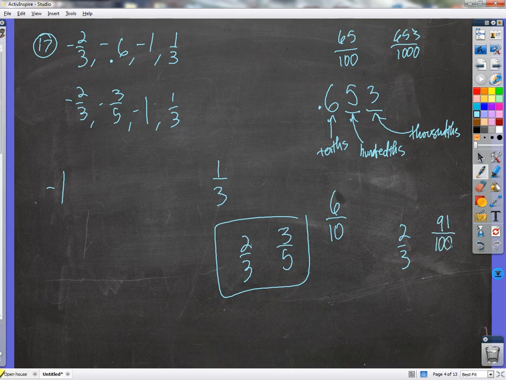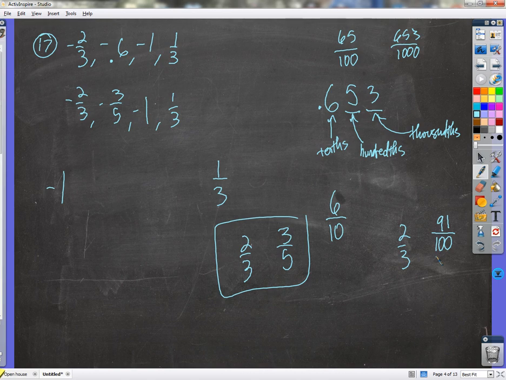91/100. Okay, how many pieces left to get to the whole here? Nine. That's a lot more pieces. Which is bigger, 2/3 or 91/100? 91/100, it's much closer to the whole than 2/3 is, right? So you see what I'm saying? The number of pieces left is not an indication of which is bigger.